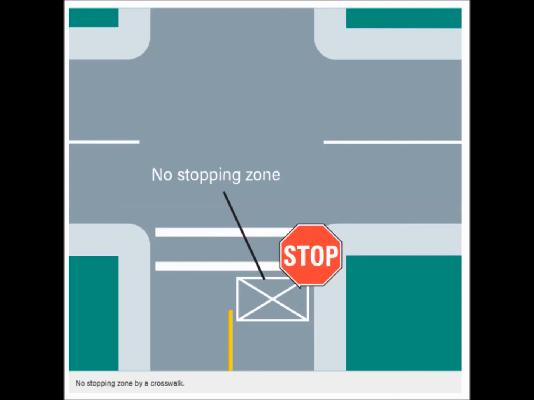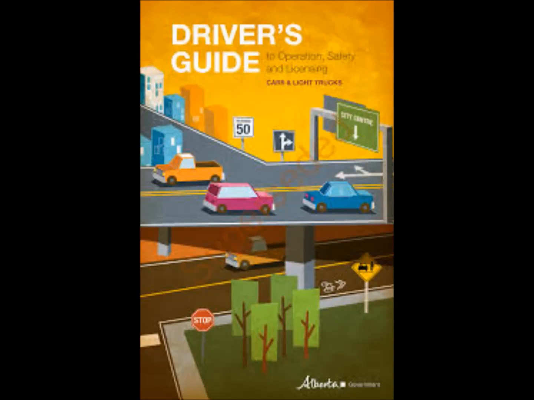A gray depiction of an intersection. There is a crosswalk. Below this crosswalk is a white stenciled square with an X going through it, labeled No Stopping Zone. This ends Chapter 2, Part 2 of the Alberta Driver's Guide.